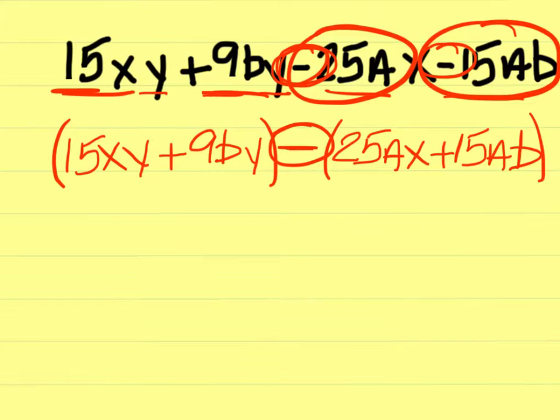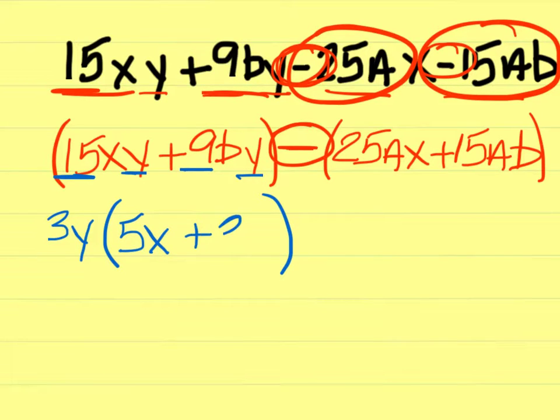Once you have things grouped together the way you think they should be, then you go back and factor out what you can from the first quantity by itself. You can take out a 3 and a y. So start with 3y and then go back and divide each of those by 3y. And you'll get 5x plus 3b when you divide both of those terms by 3y.